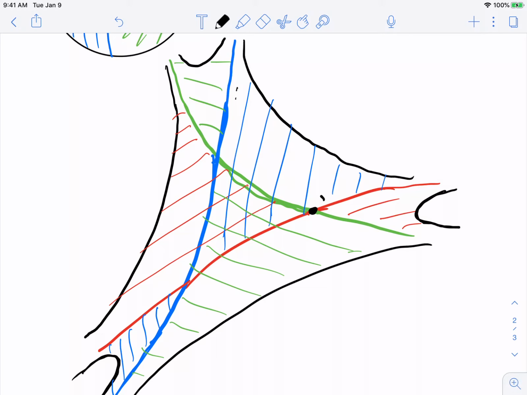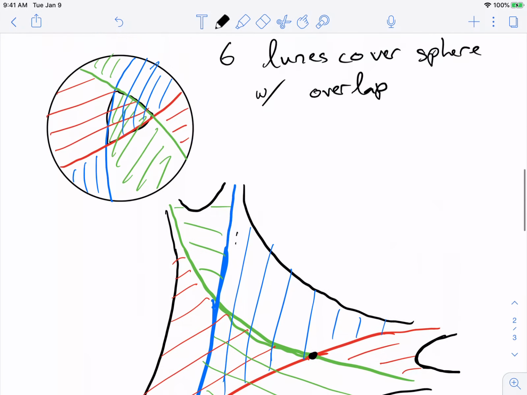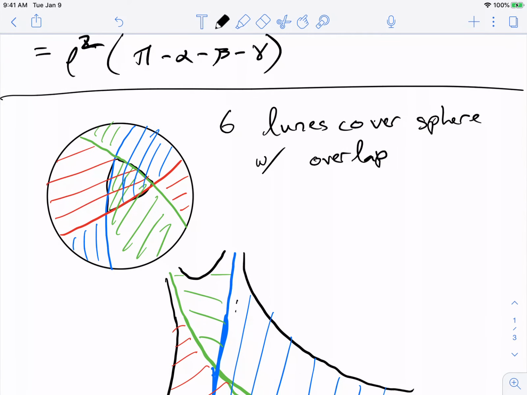And if I rotate about this point by 180 degrees, I send one red shaded region to the other red shaded region. And so I know the area of these extra 2/3 ideal triangles I've added in. And it's a really similar picture to on the sphere here. I had to add 3 extra lunes to cover the entire sphere.